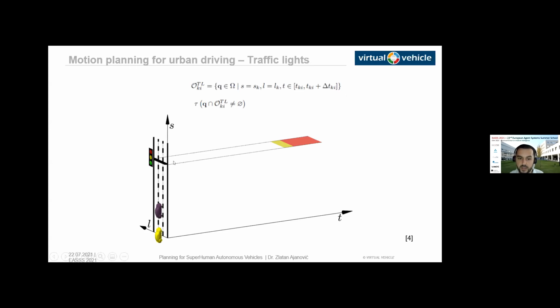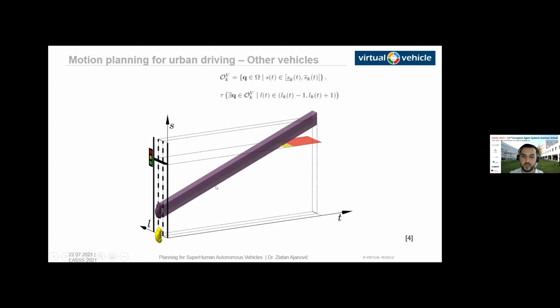So the traffic light which we have will represent some obstacle like this. This traffic light is green here, so we can freely drive through, but after some time this traffic light turns yellow, and then later it turns red. When it is turned red, we cannot drive, let's say, through this region here.